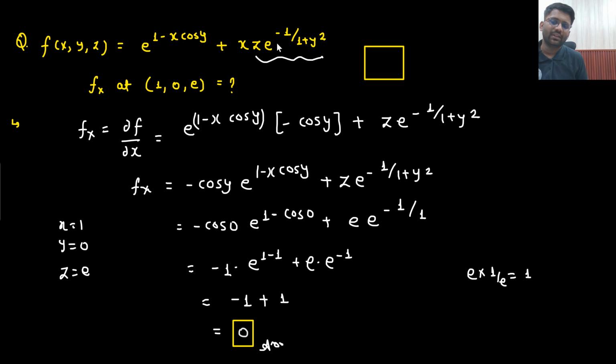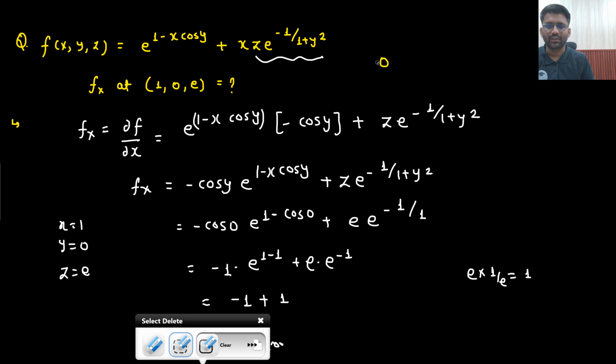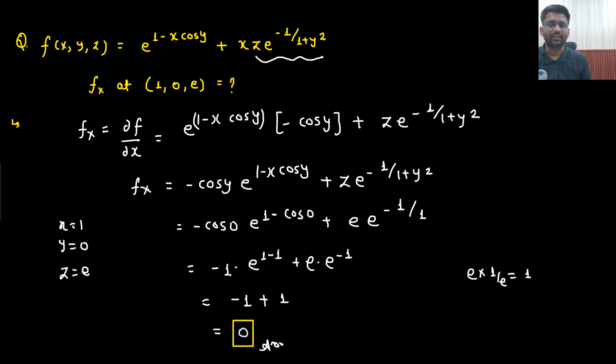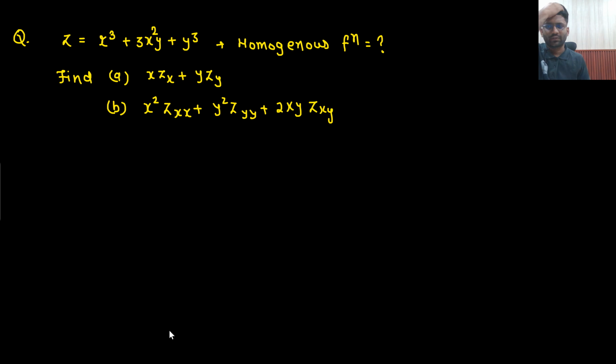Only patience. Complex expression, take it outside, differentiation is 1. Here you do the differentiation of e to the power fx, then do the differentiation of the function inside. Cos y as it is, differentiation of minus x will be minus 1. Write down the expression, put the values, the answer is coming out to be 0. There you go. This answer I would have put here, which is 0 only. So 0 is correct. Understandable? All good. Let's go to the next one.